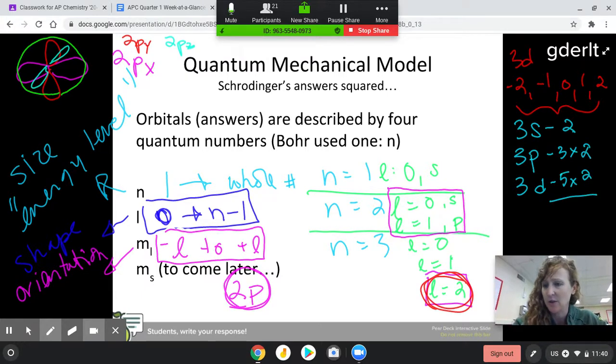Okay, here are your numbers. The third energy level can hold 18 electrons total. 2 from the S. Each of the P's can hold 2, so that's 6 from the P's. And then each of the D's can hold 2. That's 10 from the D's. So 18 total.